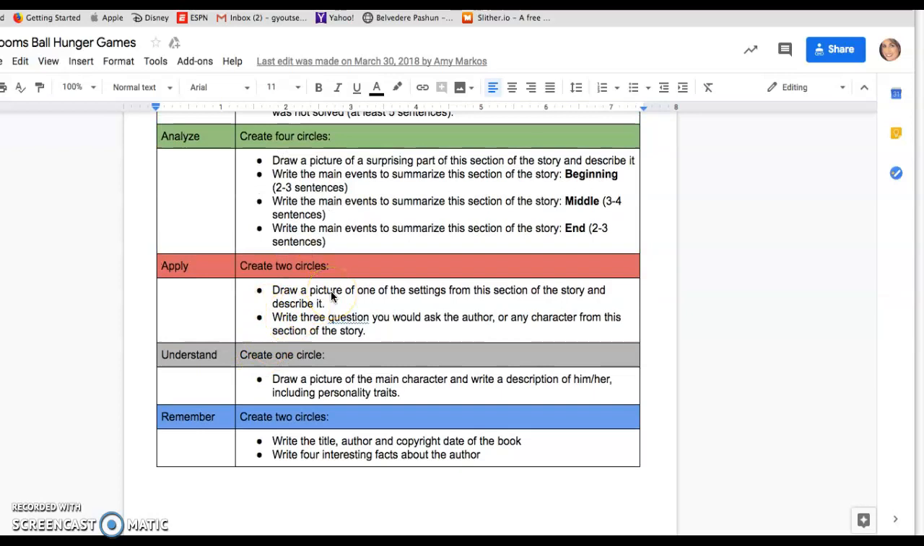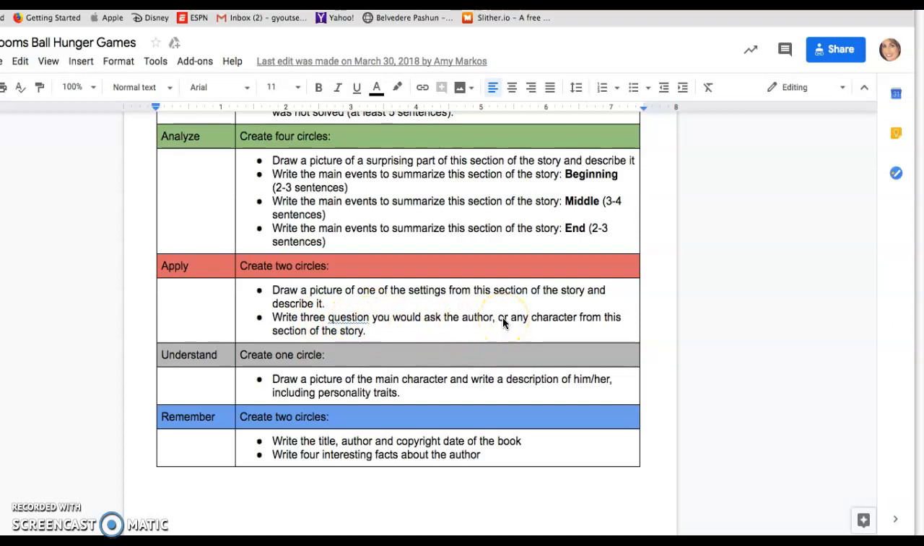First one, you want to draw a picture of one of the settings from that particular section that you've chosen to focus on for your assignment, and describe it. So this is a picture of the setting with a written description of the setting. Use details here.